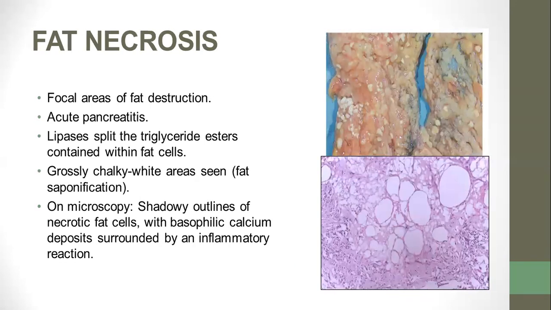Now, fat necrosis usually occurs in cases of acute pancreatitis. Here, there are focal areas of fat destruction because during pancreatitis, there is pancreatic injury. So the lipases present inside the pancreas leak out and split the triglyceride esters within the fat cells. Therefore, this leads to necrosis of the fat cells. So grossly, there will be chalky white areas, as is seen in the picture above.